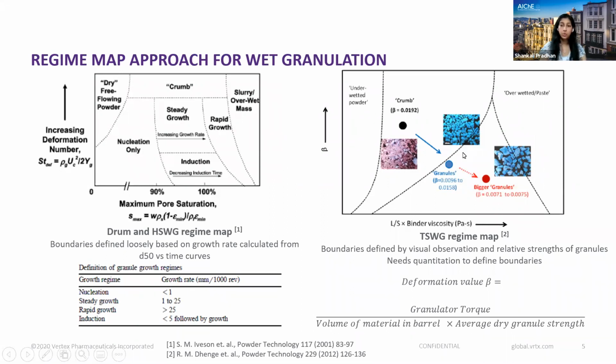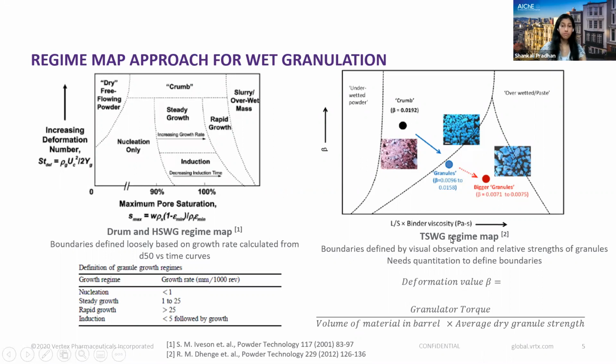An excellent foundation was laid by Dhenge et al. when they made this regime map. They have liquid to solid ratio times binder viscosity on the x-axis and a parameter beta on the y-axis. Beta is the deformation value, which is the ratio of the granulator torque to the volume of the material in the barrel, which is the input energy given by the granulator on the material, divided by the dry granule strength.